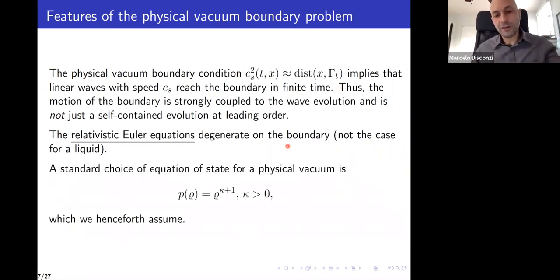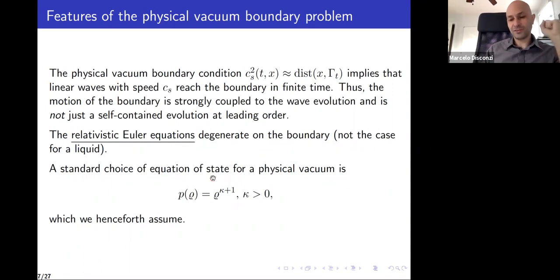Now, we need to fix an equation of state. So the standard choice in the study of the relativistic Euler equations with a physical vacuum boundary is a power law for the density. So we're going to choose the pressure to be a power greater than 1, and for convenience, this power greater than 1, we're going to write as kappa plus 1, where kappa is greater than 0. So from now on, we're going to assume this equation of state for the rest of the talk.